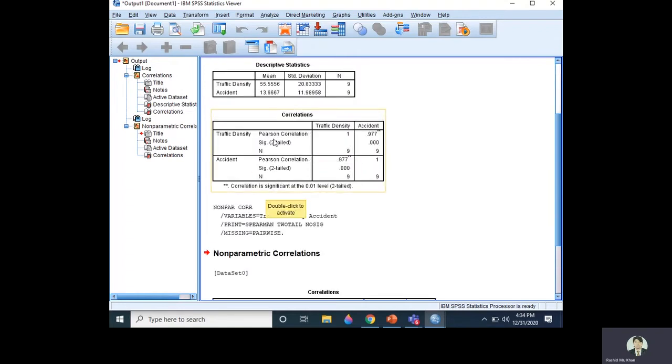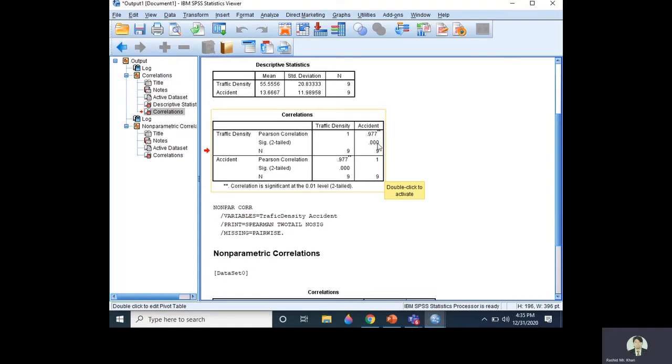Okay, now here the correlation is the Pearson. If we look at 0.977, that's a very strong relationship that exists between the variables. 0.977 is very close to 1. So there is a nearly perfect relationship between the two variables, traffic density and accident. So this is a linear relationship. And look at these diagonals, which must be 1. That's 1 and 1. Here the off-diagonal element is 0.977 and 0.977.